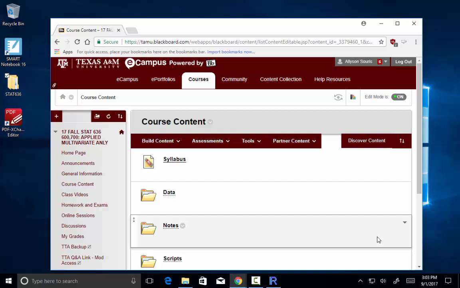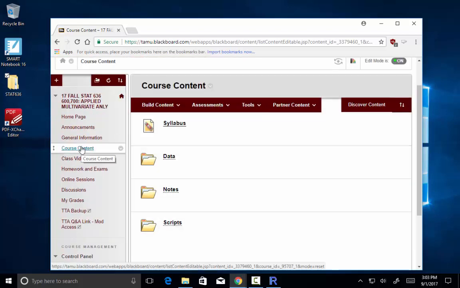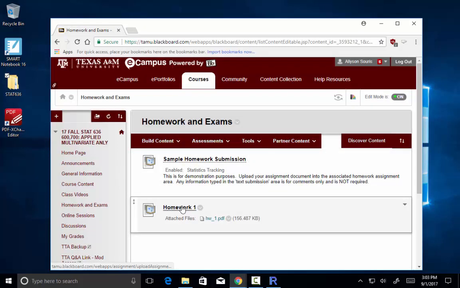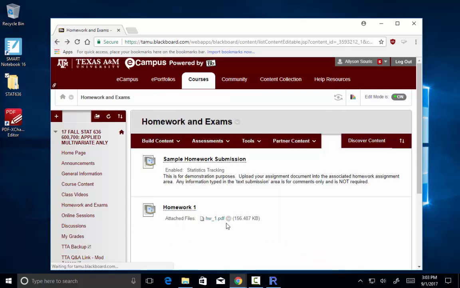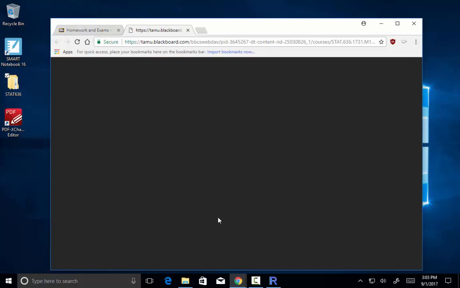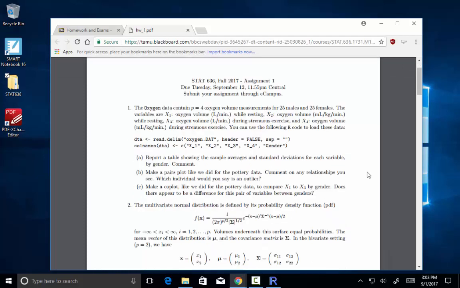Okay, let's see. A couple of announcements. You do have an initial homework assignment under homework and exams on eCampus. Homework 1 is due September 12th, so not next week, but the week after. Let me know how it goes.